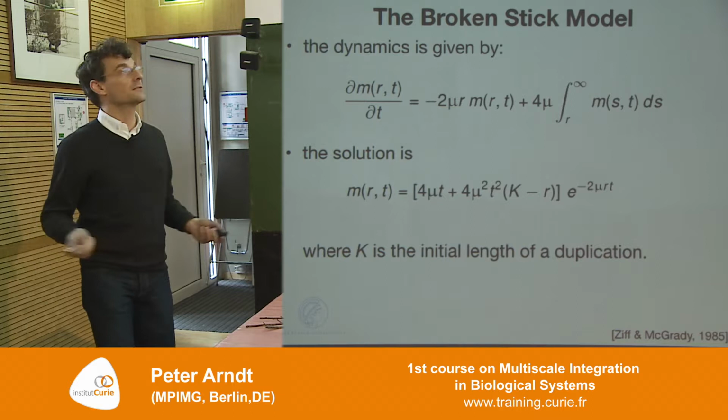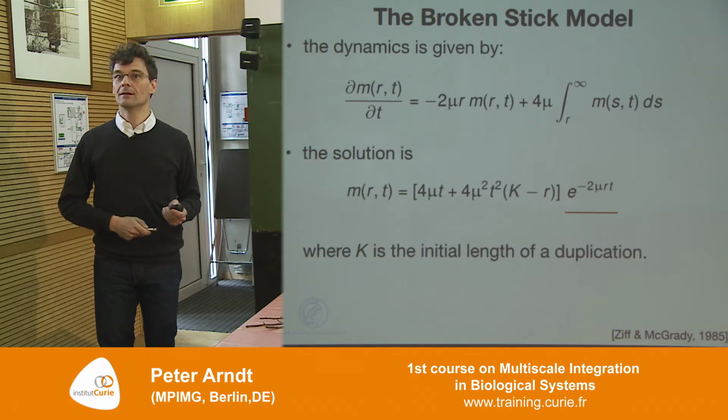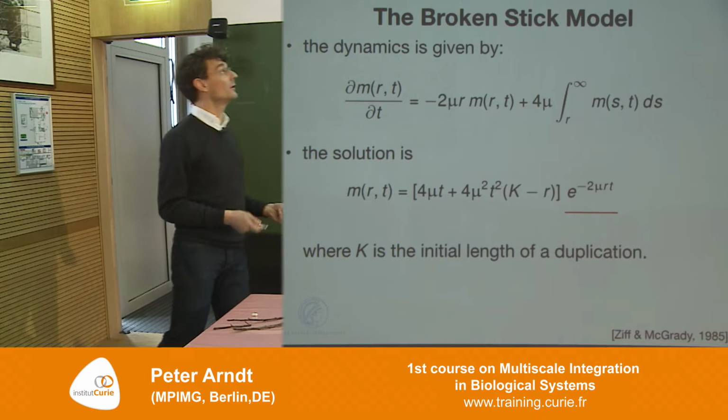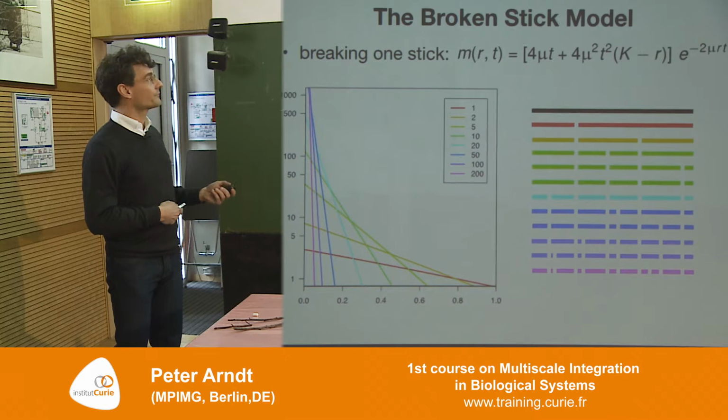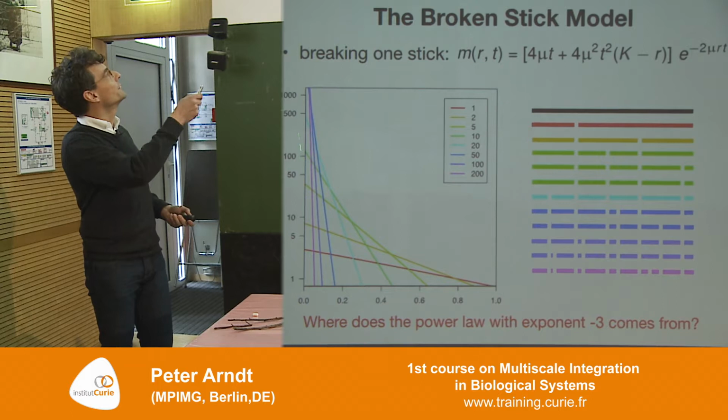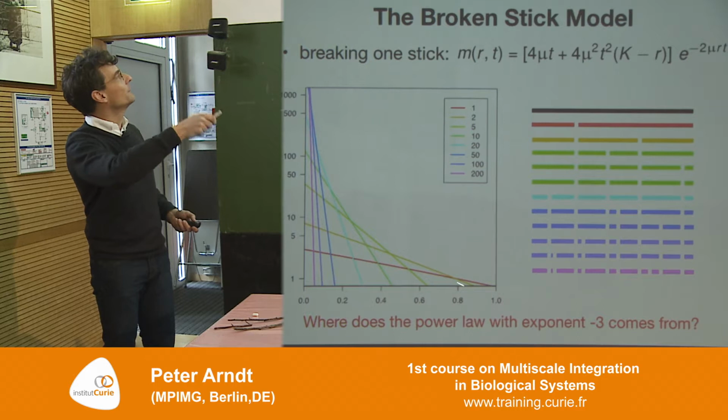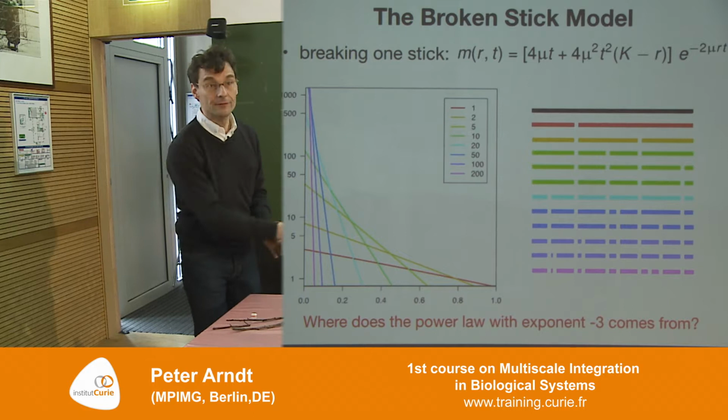So where does the power law come from? Everything would be very nice if this would be a power law, but it's not. It's just an exponential function. This is log linear scale, and for any time you just have exponential distributions of stick lengths. Whenever you break sticks like that, you get an exponential distribution of sticks.